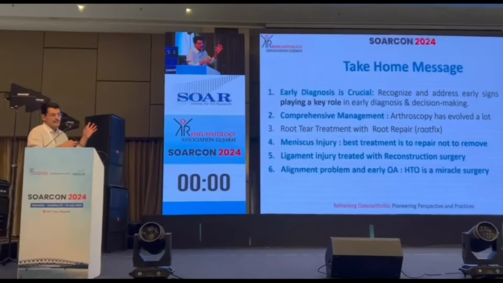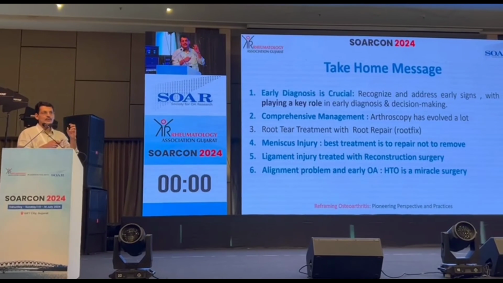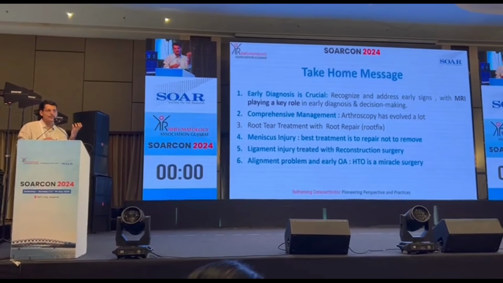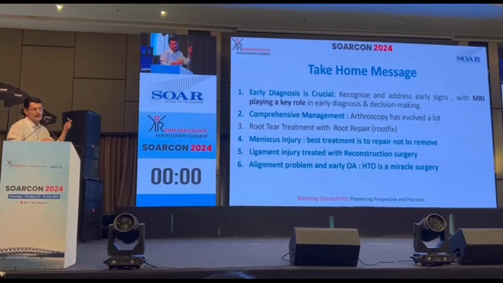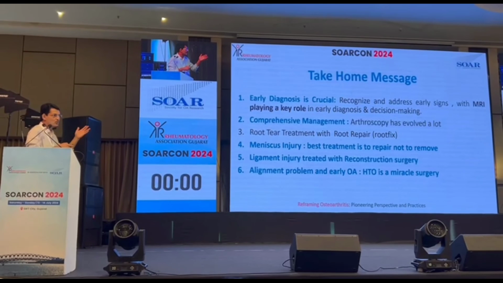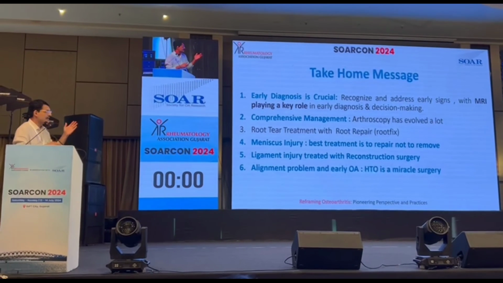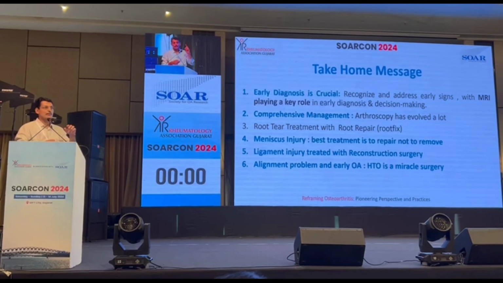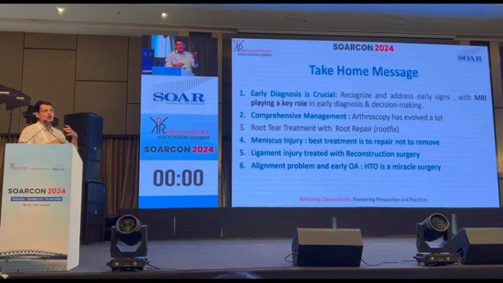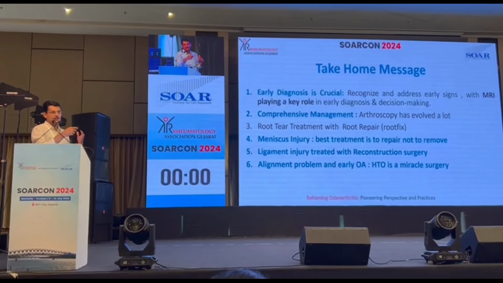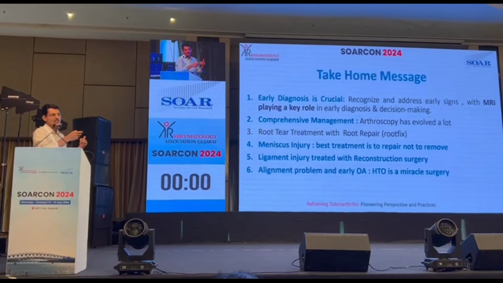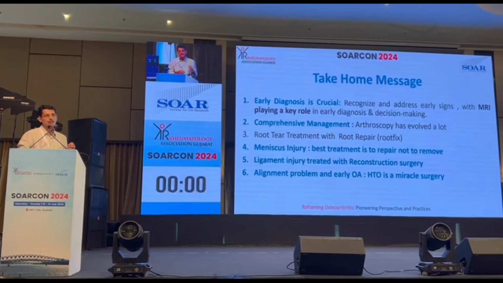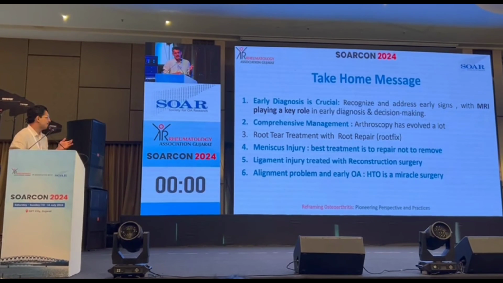Root tear treatment, as I emphasized, is a very common missed diagnosis. If you have an MRI diagnosis of a complete root tear, it is better to do a root repair with a root fix device. For meniscus injury, again I emphasize, you need to repair them, not do a meniscectomy, because a meniscectomy will not prolong the life of the knee. The progression will be the same. If you do a meniscus repair, you can delay the progression of osteoarthritis.